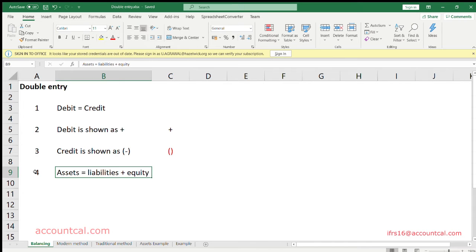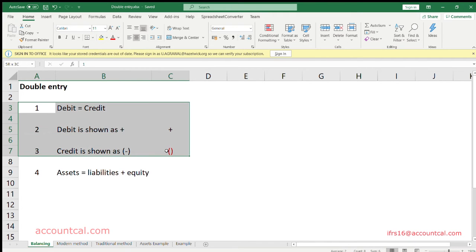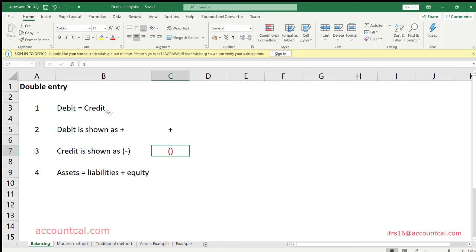Also, this rule number 4 we will not discuss right now in detail, just be aware of it. It says that the total of all assets should be equal to the total of all liabilities plus equity. Just know this, we will discuss this in detail. These first three are more important to know at the moment. Debit and credit has to be equal. Debit is shown as plus, credit is shown as minus, and double entry has two sides, debit and credit.